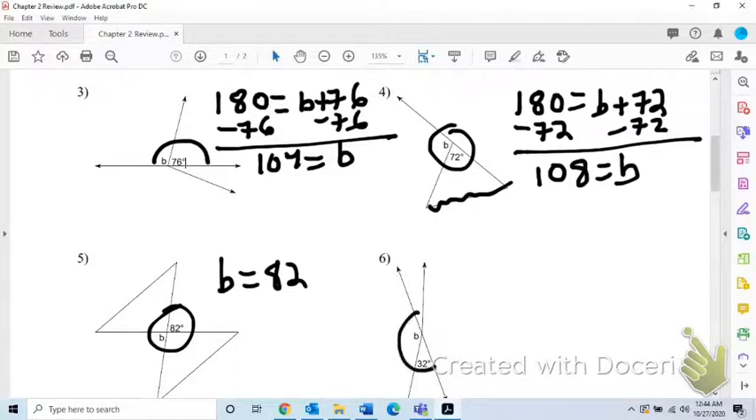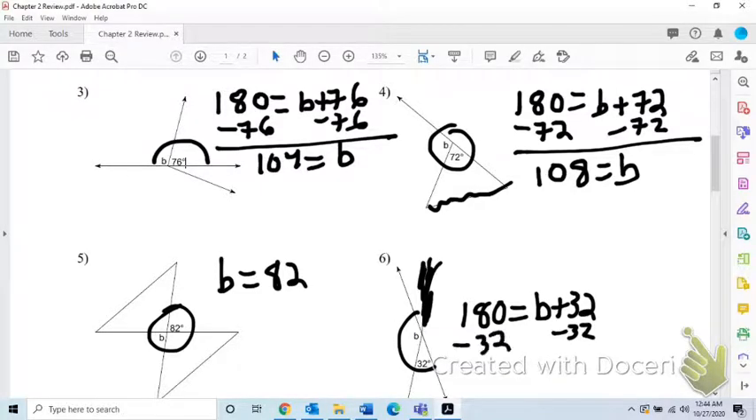Moving on. Number 6. So here again, this line right here has absolutely nothing to do with the problem. So what we're looking at is a linear pair. That means they're supplementary. So that means that 180 equals B plus 32. We subtract 32 from both sides, and we get B equals 148.